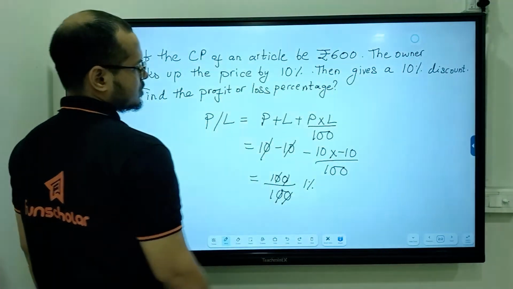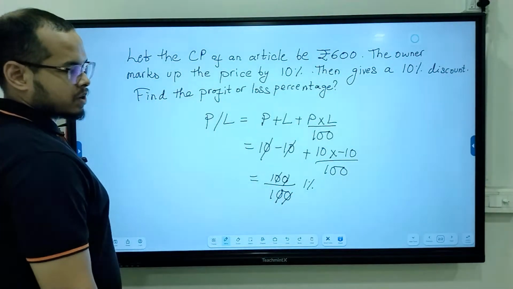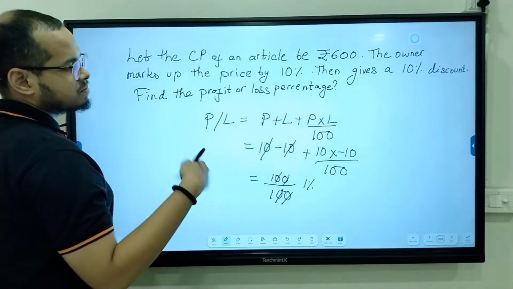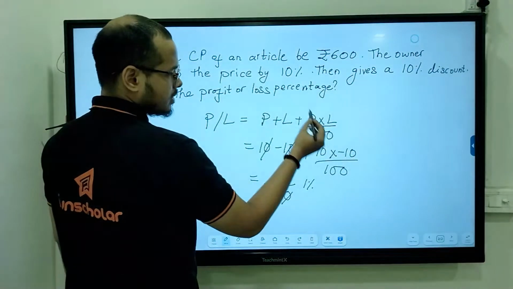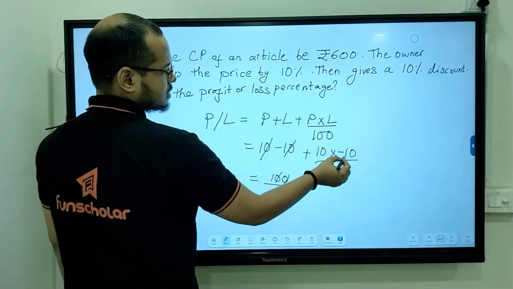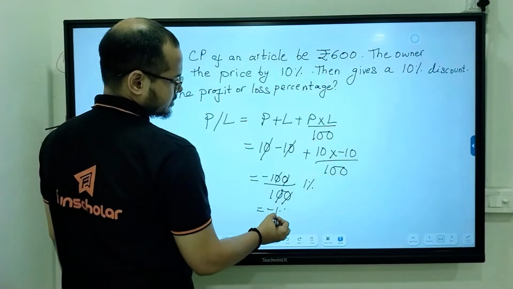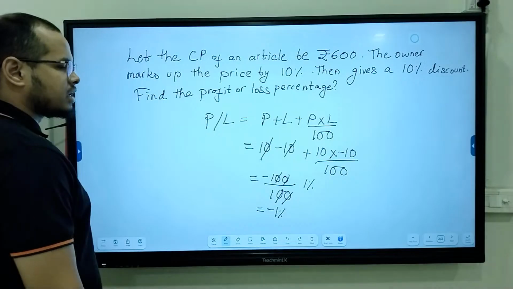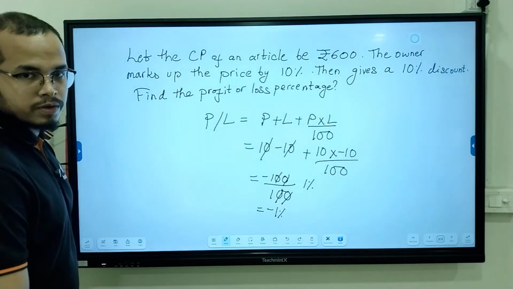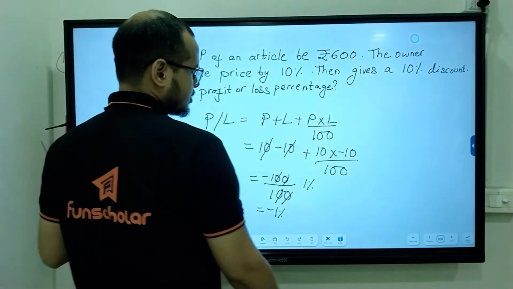Sorry, my fault. This is going to be plus. So profit plus loss plus profit into loss by 100. This gives us the percentage directly. And if I am writing plus here, this minus will come in the top and this will be minus 1%. So everything has its own way of doing. We have learned all the particular concepts there are to learn about this. Let's head back straight to the class.